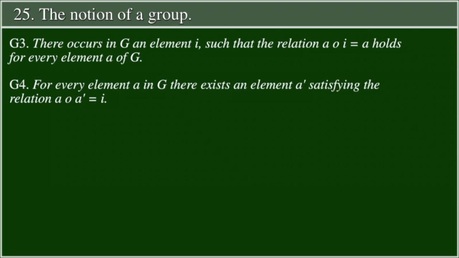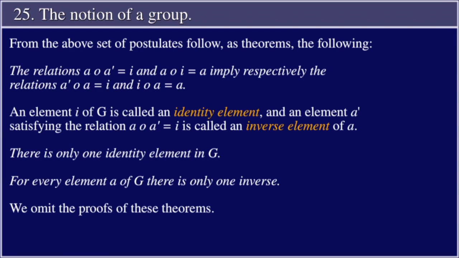G3: there occurs in G an element I such that the relation A times I is equal to A holds for every element A of G. G4: for every element A in G, there exists an element A prime satisfying the relation A times A prime is equal to I. From the above set of postulates follow, as theorems, the following.